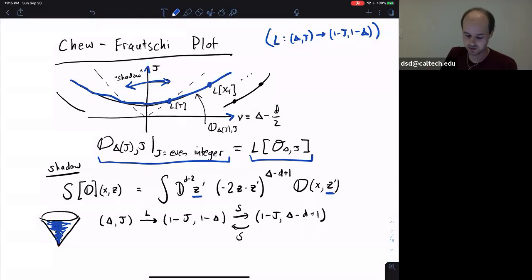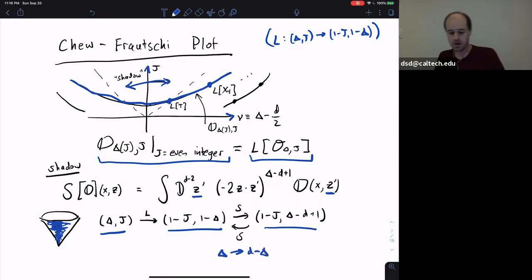And what this integral transform does is after the light transform takes you here to these quantum numbers, the shadow transform takes you further to these quantum numbers, and you can see that the thing underlying this transformation is this delta goes to d minus delta. And the shadow transform is its own inverse, so it goes back and forth, and it defines a symmetry. It gives you a symmetry of the space of light ray operators. And this shadow symmetry will play an important role a little bit later.